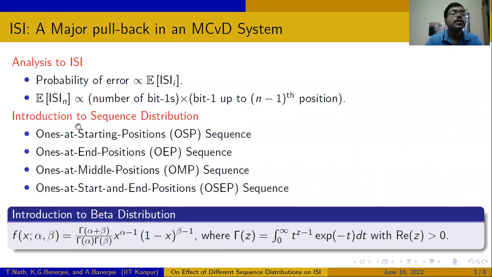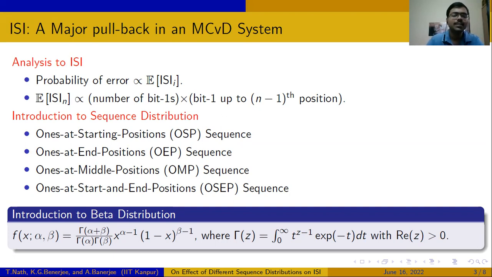Now, the probability of error is proportional to the expected ISI on the ith interval. That means if the ISI increases in the system, then the system performance degrades. Also, this expected ISI is proportional to the weight of the sequence and also the bit 1 locations in the sequence. For any constant weighted code word, we can classify the sequence distribution broadly into 4 categories.